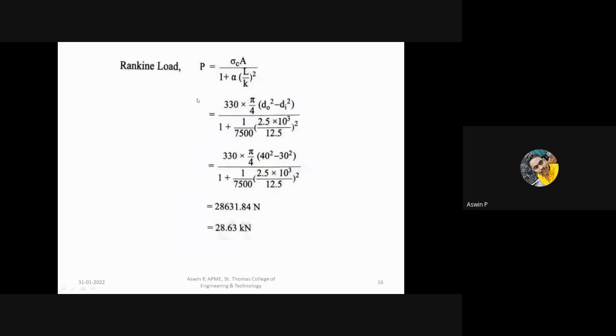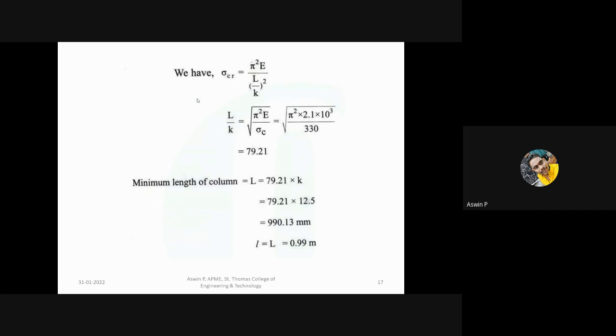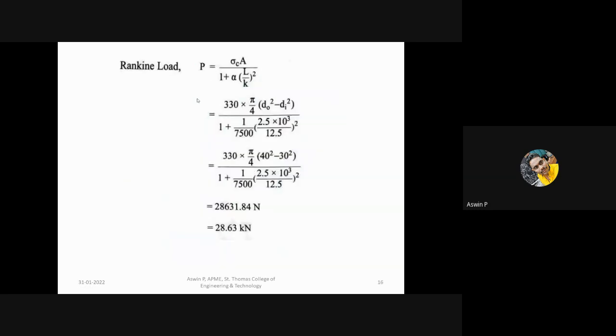Where is this? I just missed that thing. I didn't write that thing. Please copy that one. That is, you need to take the ratio of Euler's crippling load divided by Rankine's crippling load. Please tell me the answer once you complete. What is the ratio?